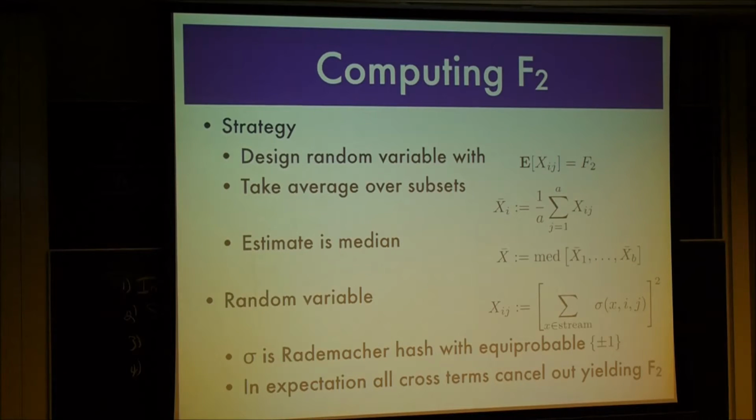So the idea is to design a random variable whose expected value is F2, and then show that it has not too horrible variance, and take many of those averages to get that number. So the random variable in question in this case is a sum over sigma of x, i, and j, where sigma of x, i, and j is a Rademacher hash. In other words, it has with equal probability 1 or -1. And for the sake of this analysis here, I'm just assuming that it's a perfect hash function.